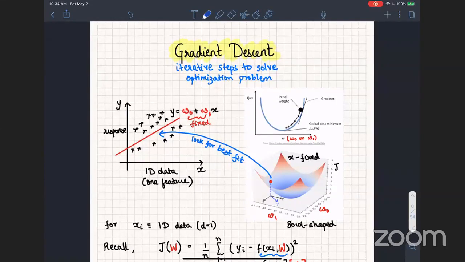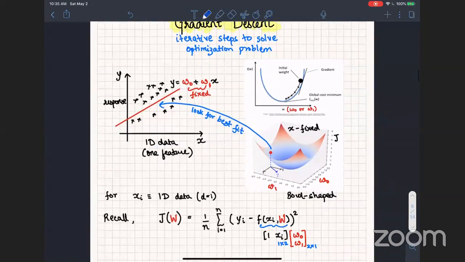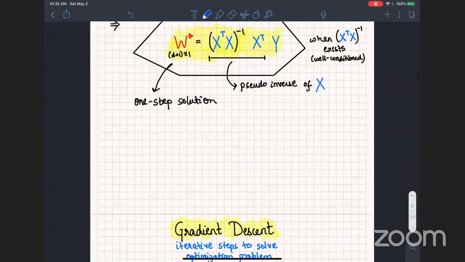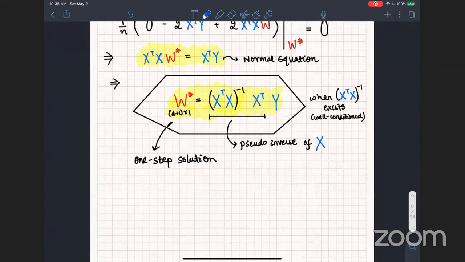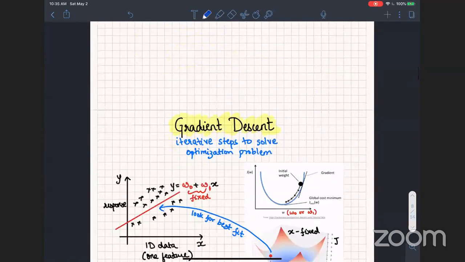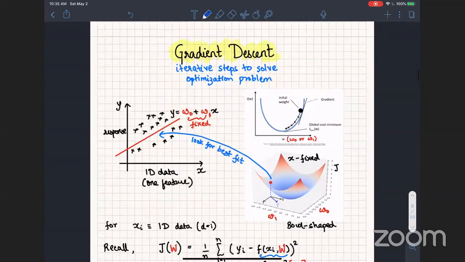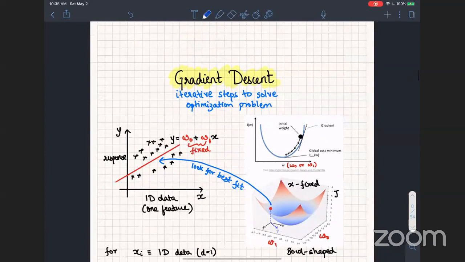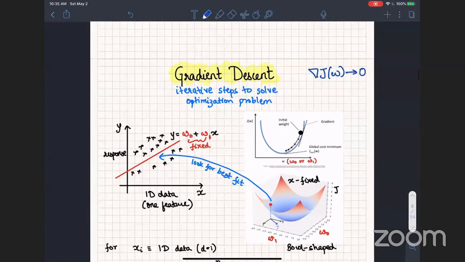So last time, yesterday, we started discussing gradient descent, which is an iterative algorithm to solve an optimization problem. We were focusing on linear regression, and we saw this analytical solution to solve it, but then we thought, can there be another way of doing it? Rather than putting delta J equal to zero, we want to iterate to delta J tending to zero.